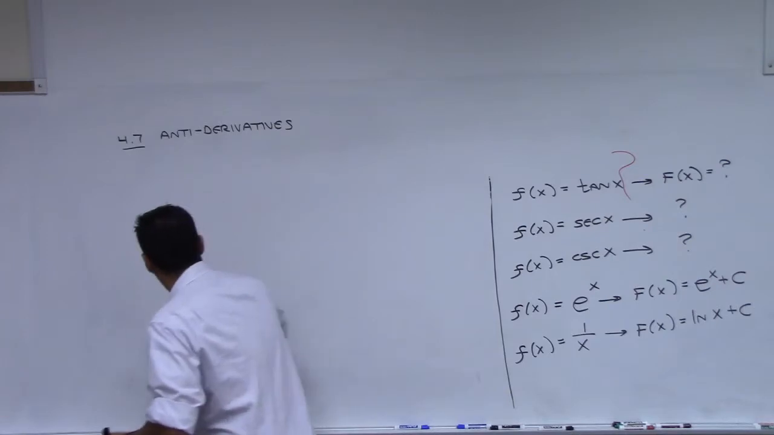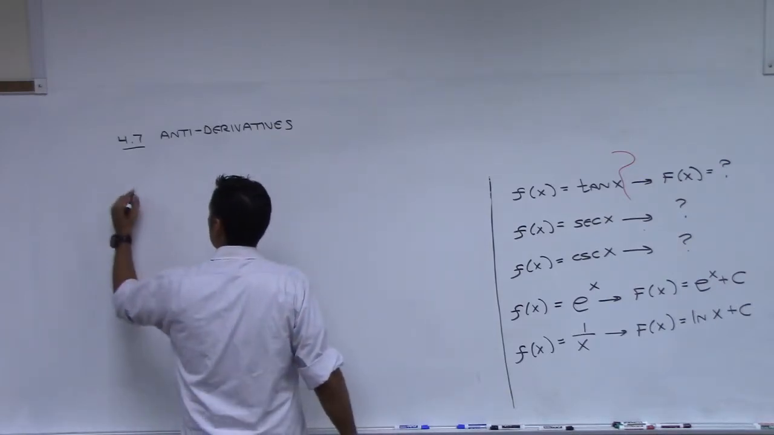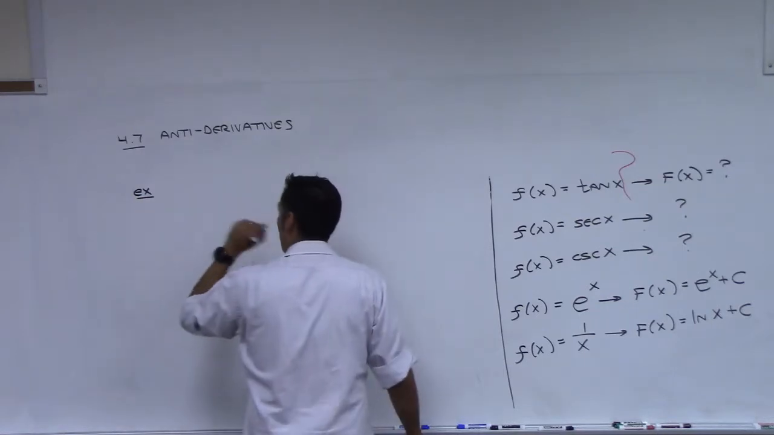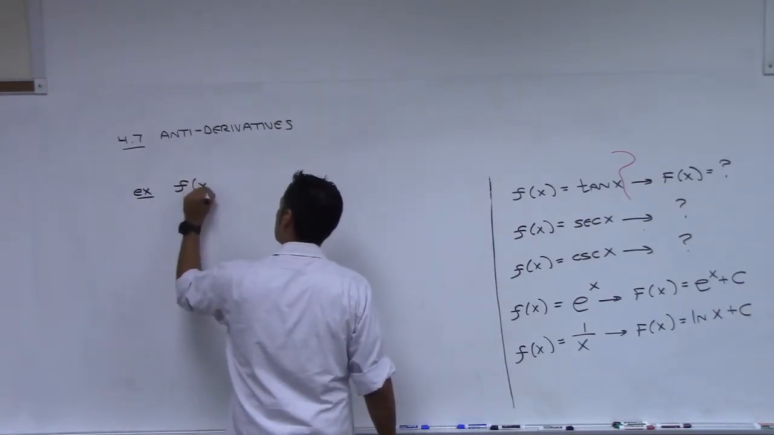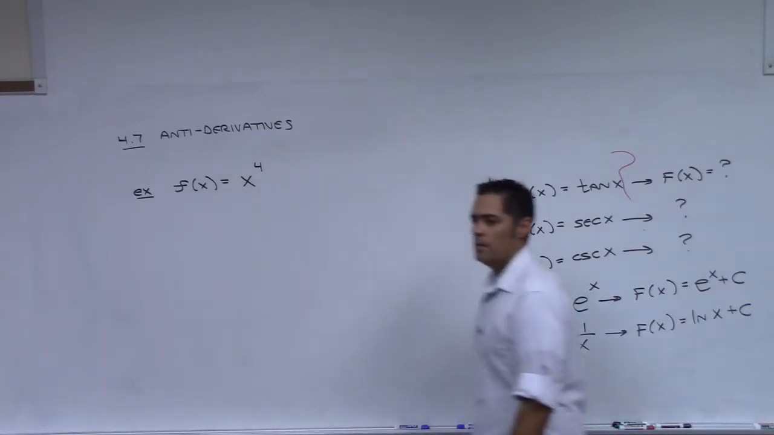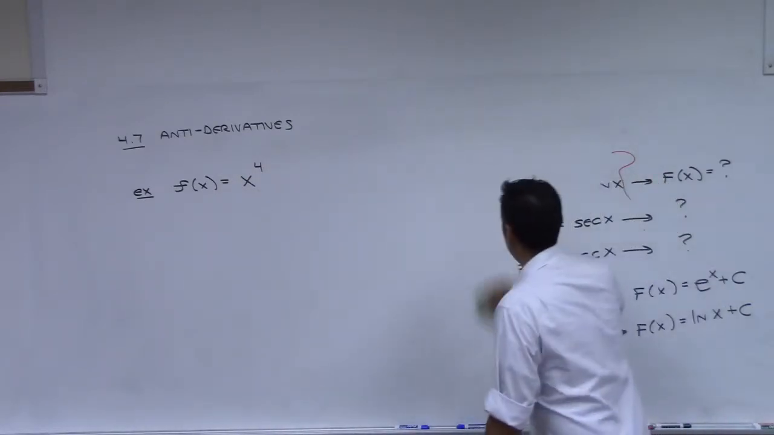Okay, so let's try something else. Let's take a look at an example here. How about if I give you little f of x equals x to the 4th power? Then what would its antiderivative be?